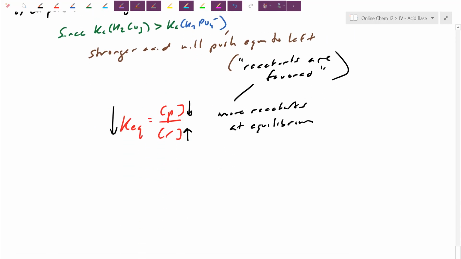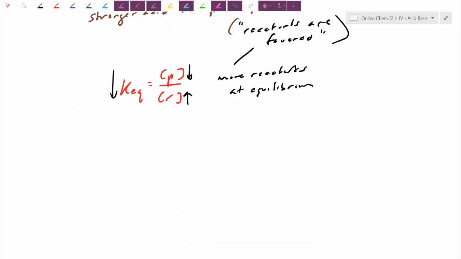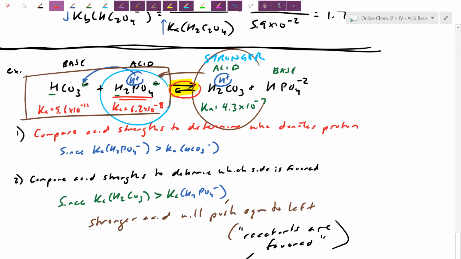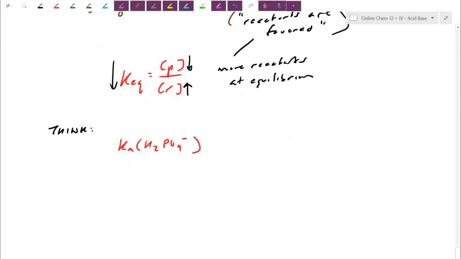Just for completeness' sake here, you don't really need to do this last part. I can actually calculate what the KEQ is. I expected it was very tiny. What if I ended up going Ka of H2PO4 minus? So that's the acid on the reactant side, that's 6.2 times 10 to the negative 8. What if I did that one divided by the Ka of the carbonic acid that I just created, H2CO3?